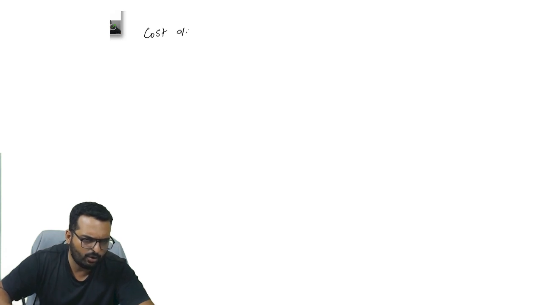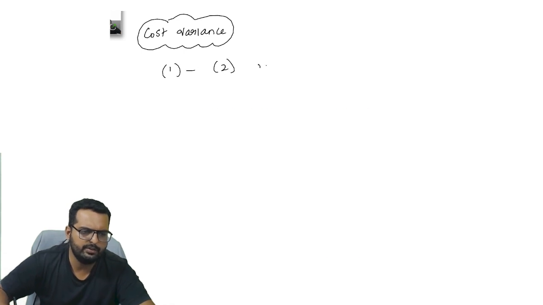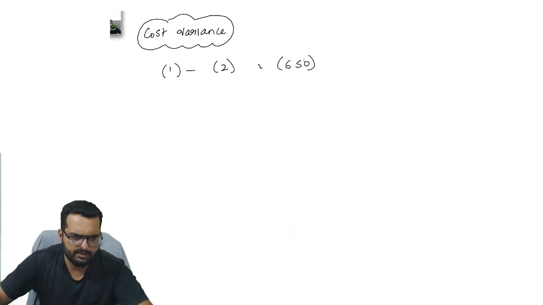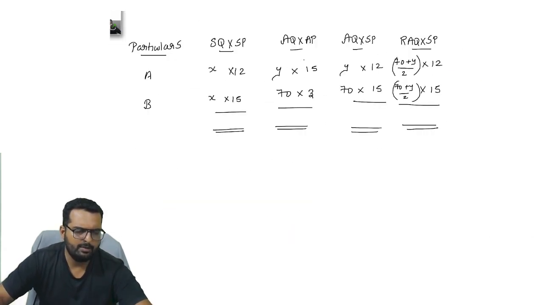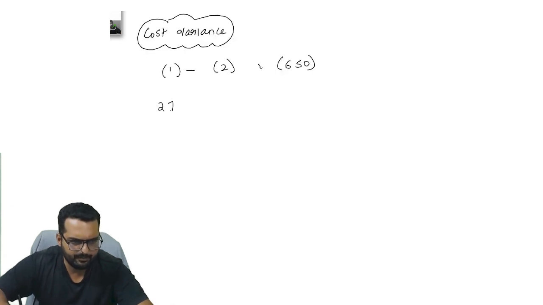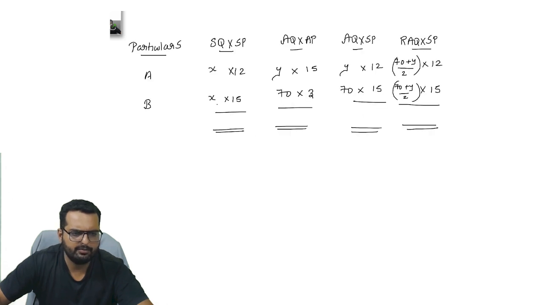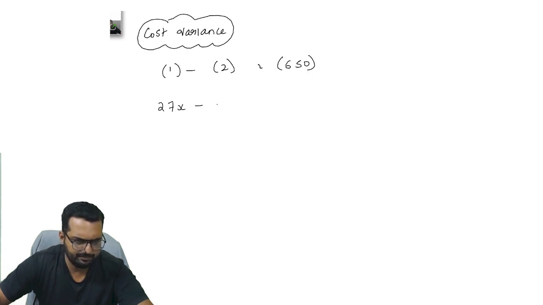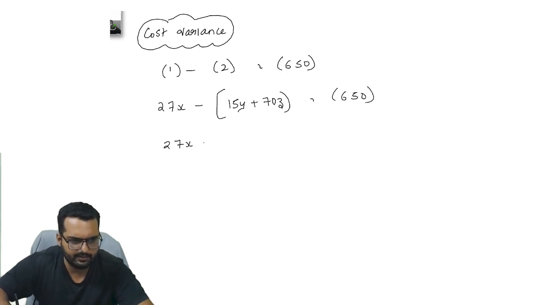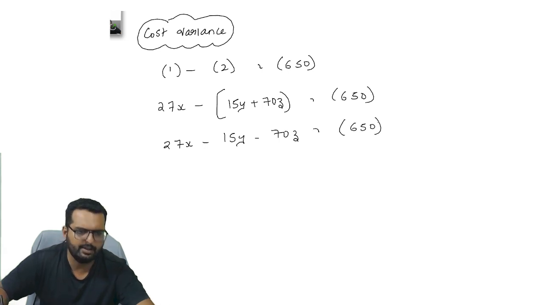I will now write down cost variance. 1 minus 2 is equal to, how much is the cost variance? 650 adverse. So in other words, it will be 27x minus 15y plus 70z, correct? Minus 650. So in other words, 27x minus 15y minus 70z is equal to minus 650.